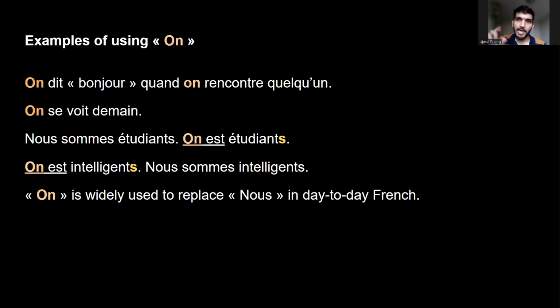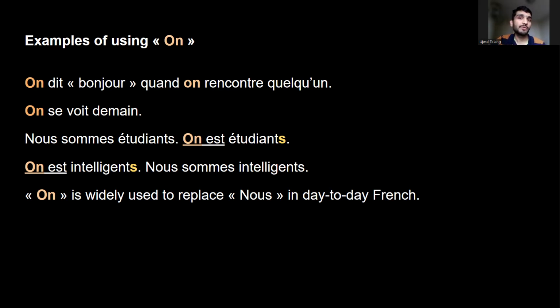And now let's just take a look at how on can be translated. So this is one sentence. On dit bonjour quand on rencontre quelqu'un. We say bonjour when we meet someone. You say bonjour when you meet someone. One says bonjour when one meets someone. Okay, so it's pretty flexible. So it is an indefinite pronoun and it depends on the context what you're trying to say. On se voit demain. So maybe you met your friend, you talked to your friend, and now you're saying on se voit demain. It means we'll see each other tomorrow.